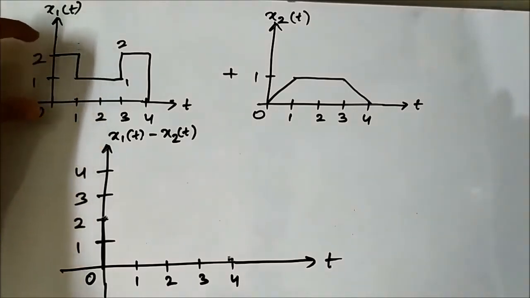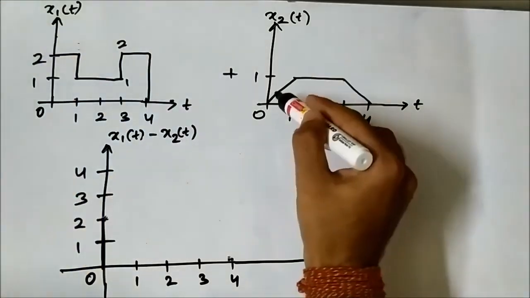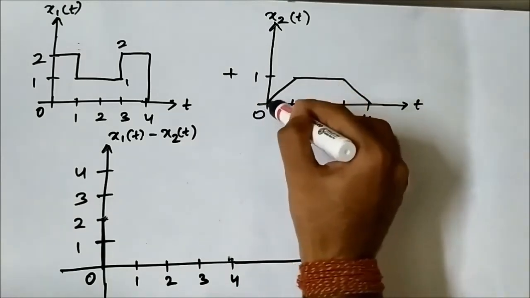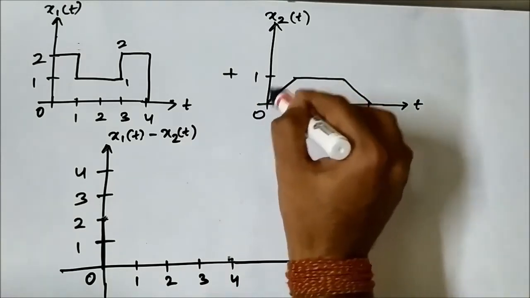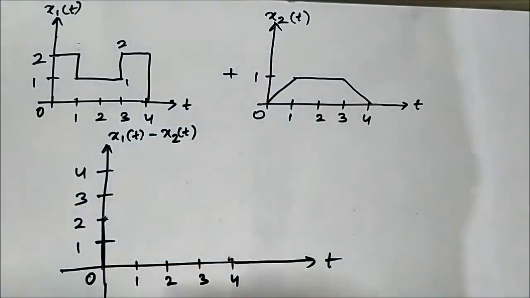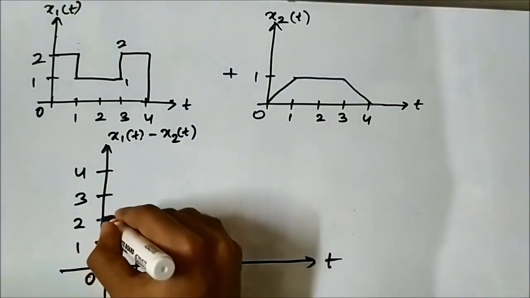So at t equals 0, this x1(t) has two values, the initial value 0 and final value 2. So we have to consider both of them, but in case of x2(t) it has only one value because there is no transition at t equals 0. So it is only 0. So first 0 minus 0, which is 0, then 2 minus 0, which is 2.